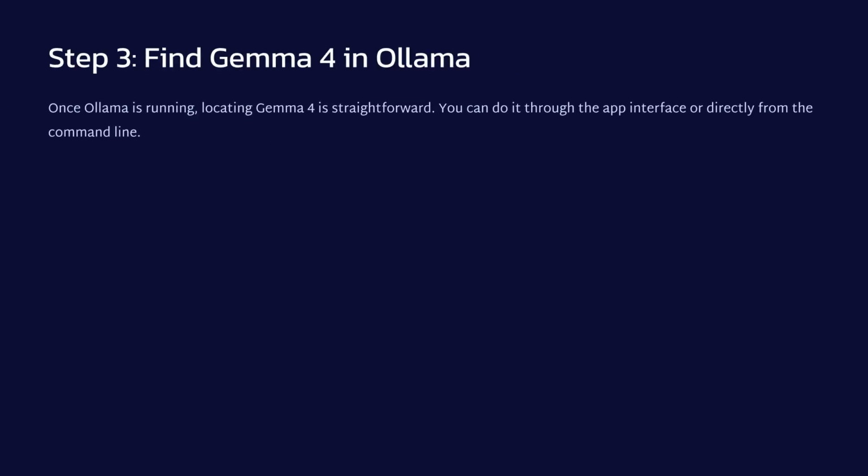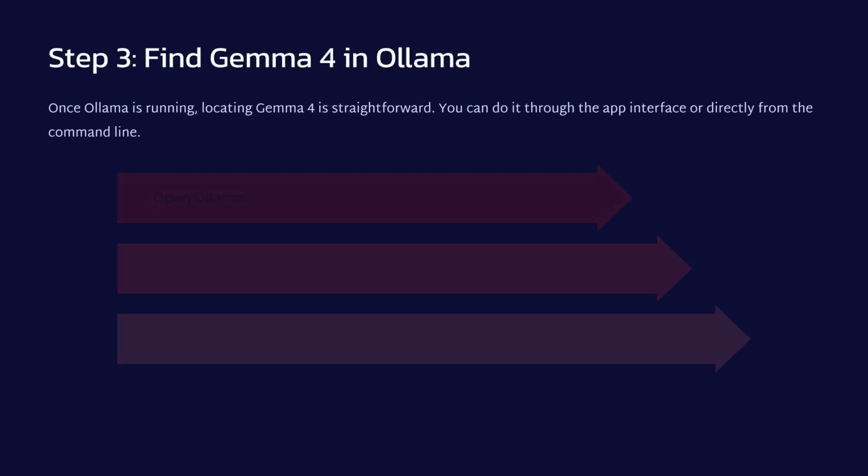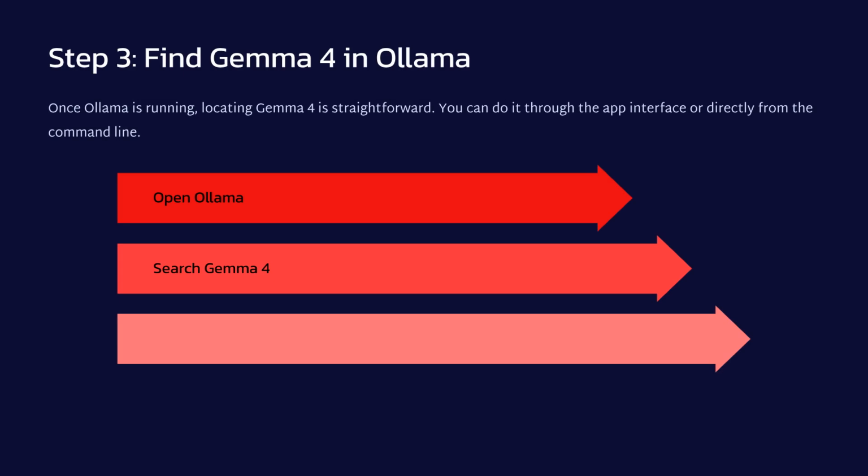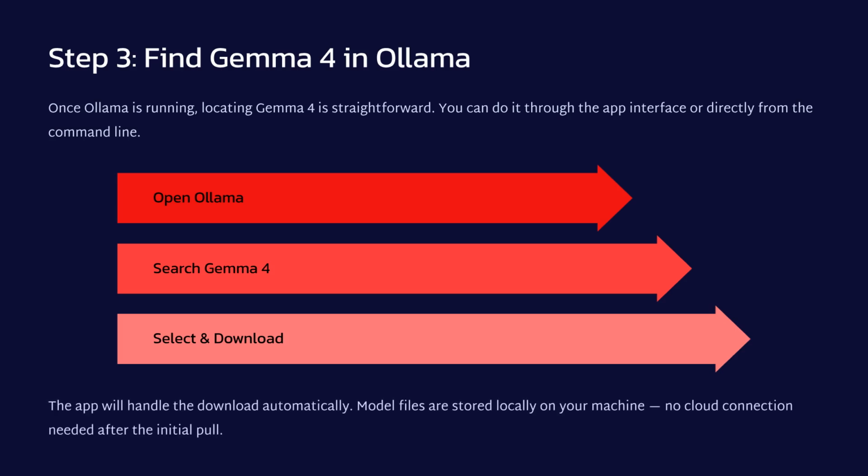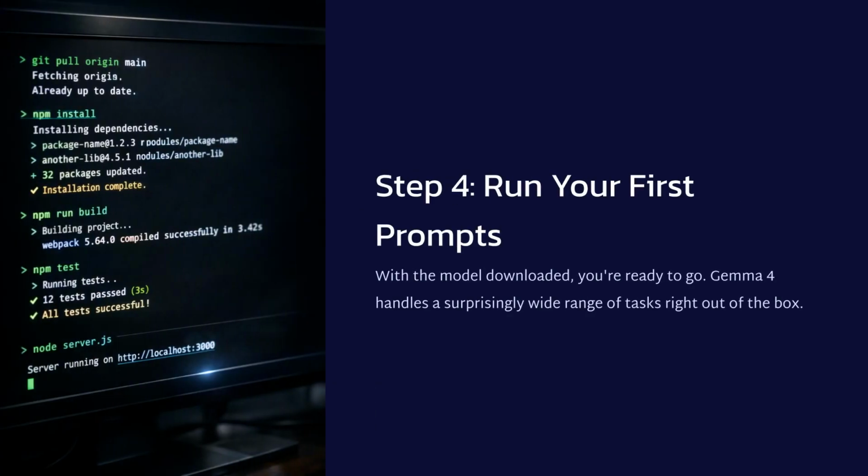Once Ollama is running, finding Gemma 4 is easy. Open the app, search for Gemma 4, and select your desired model size to download. The model files are stored locally on your machine, requiring no cloud connection after the initial pull. With the model downloaded, you are ready to run your first prompts.